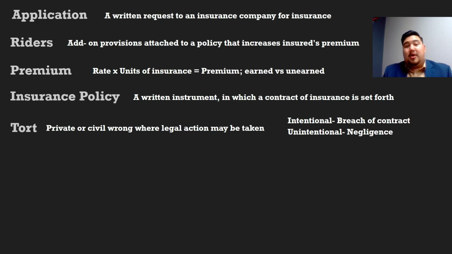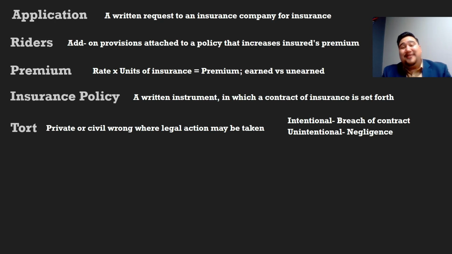Unintentional tort is more because of negligence. You had let them know, hey, be on the lookout for this. I told you this, and they didn't pay attention to it. They weren't aware. Now they're trying to push off the blame to somebody else. You can still take legal action. Okay, that's unintentional tort.